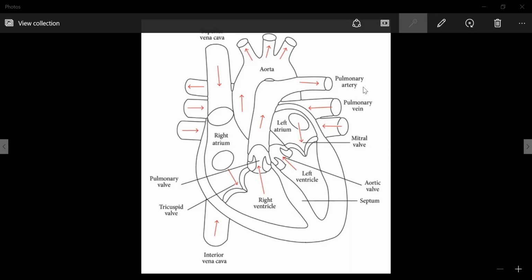Why does it go to the lungs? For the carbon dioxide rich blood to be exchanged for the oxygen rich blood. That takes place in the process of breathing, exhalation and inhalation, in the lungs. The lungs collect the oxygen rich blood, which is then passed on to the heart via the pulmonary vein into the left atrium. This is the third chamber. From here it goes to the fourth chamber, the left ventricle. And from here it is pumped up towards the aorta, and from there out to the different parts of the body.